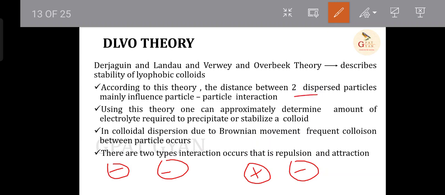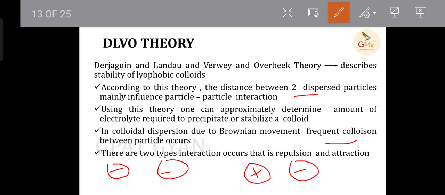After that, using this theory, one can approximately determine the amount of electrolyte required to precipitate or stabilize a colloid. So we can get a little bit of idea of the approximate electrolyte we have to add so that the colloidal particles, the dispersed phase, can precipitate or be stabilized. If they precipitate, obviously it is an unstable condition. If no precipitation occurs and the dispersed phase stays properly dispersed, then it will be a stabilized formation. How much electrolyte is needed for stabilization or precipitation, we can get an idea from the DLVO theory.